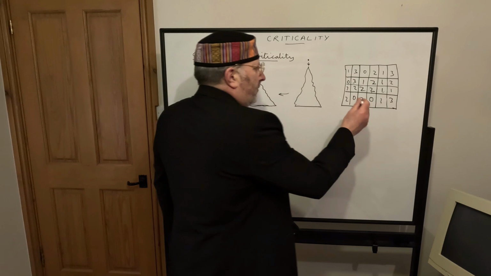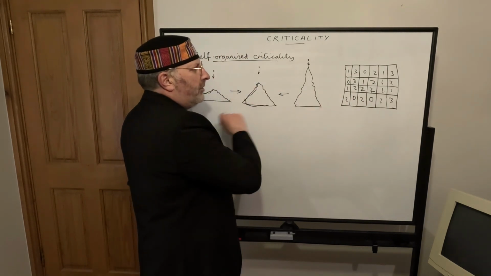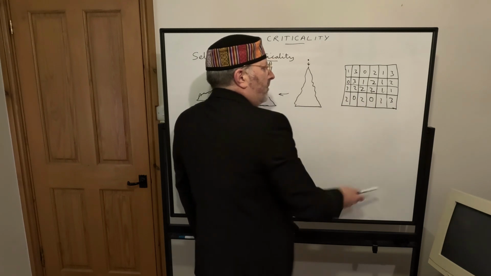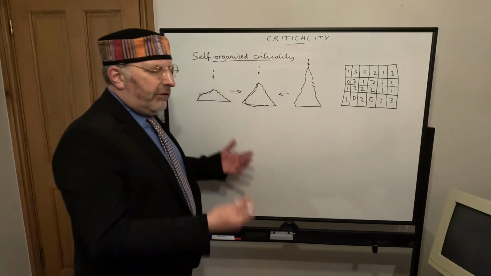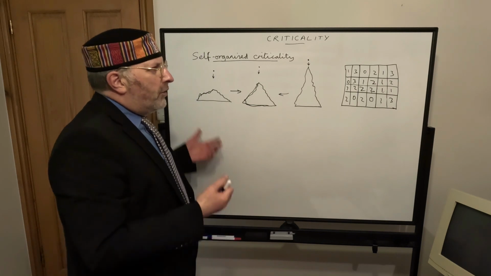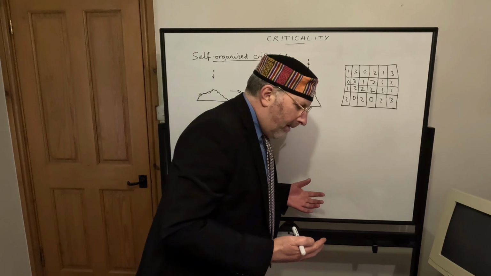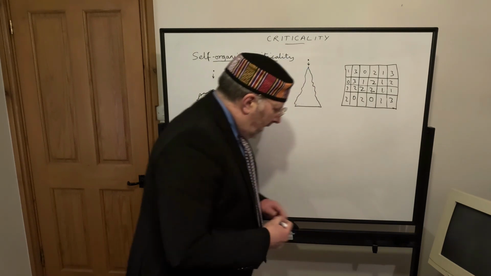And so this is, as I say, a computer model of this sand pile process. And if you measure the sizes of the avalanches in terms of the number of topplings, you again find a power law, or kind of.